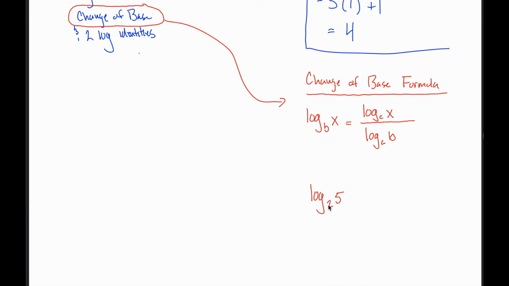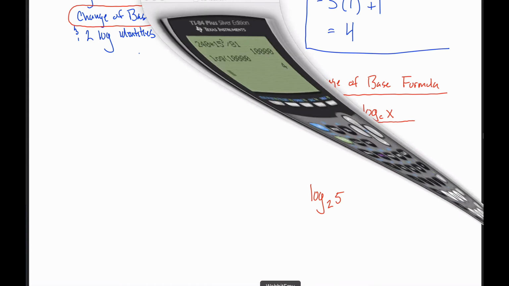I know it's more than 2 because 2 squared only gives me 4. But I know it's less than 3 because 2 to the third power gets me all the way up to 8. So it's some decimal in between 2 and 3. But what is it equal to? Well, I'm not sure. Maybe I could pull out a calculator.